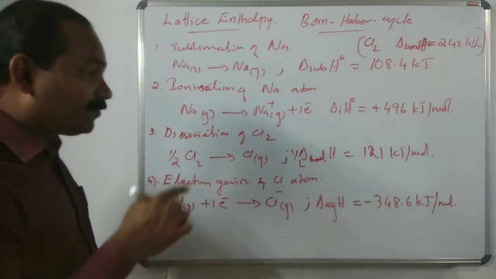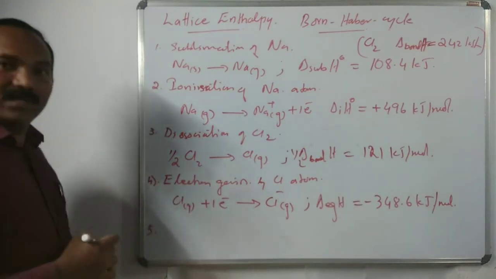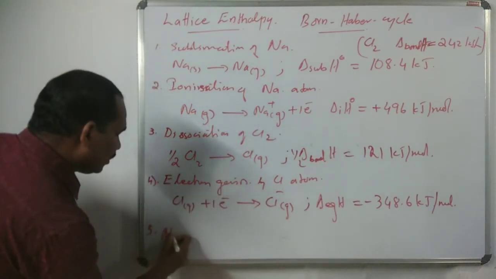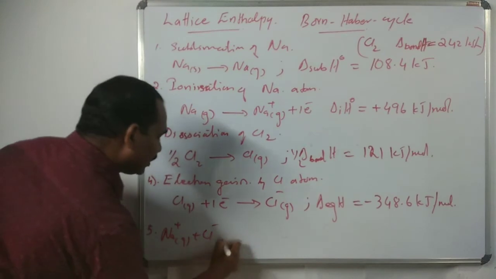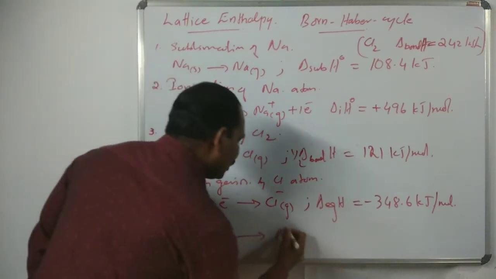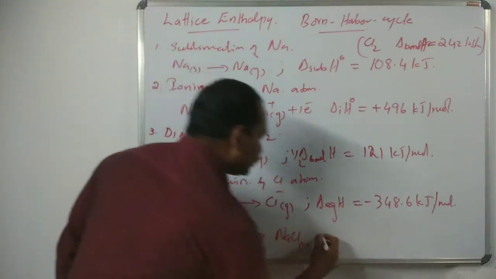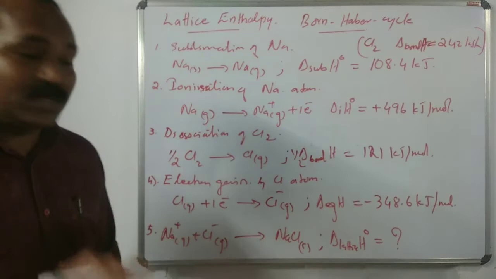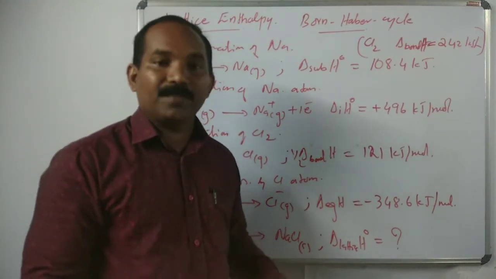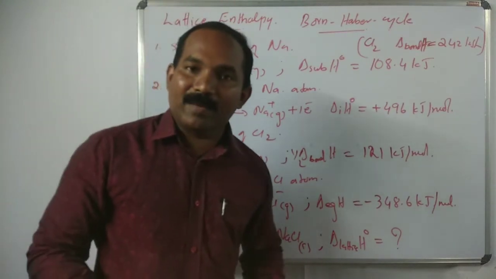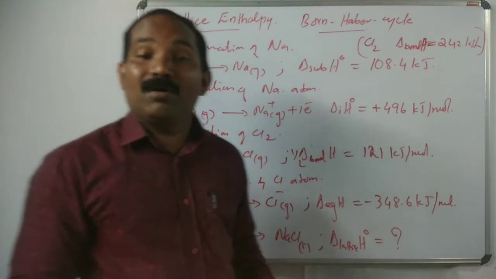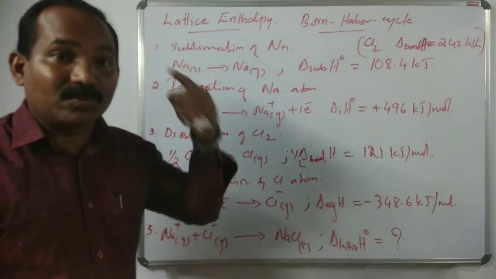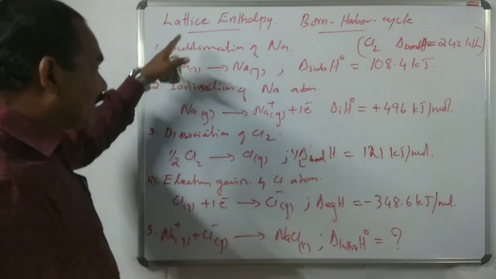Are you clear? And finally, the fifth step, the lattice enthalpy, we have to calculate. Na plus gas plus Cl minus gas gives NaCl solid. That is lattice enthalpy, which we have to determine. For that, we consider the Born-Haber cycle and Hess law of constant heat summation. These are the different, very important steps. You also keep the Born-Haber cycle in your mind. These are the 5 steps.